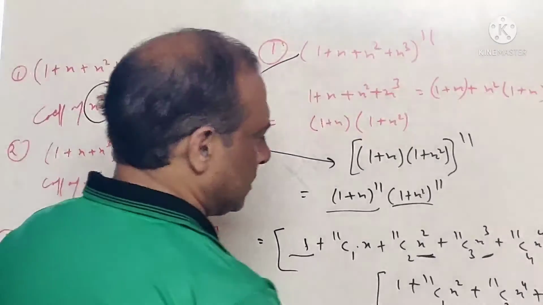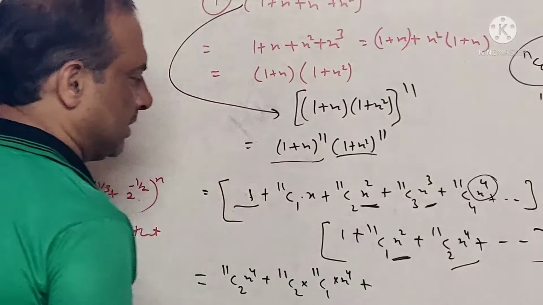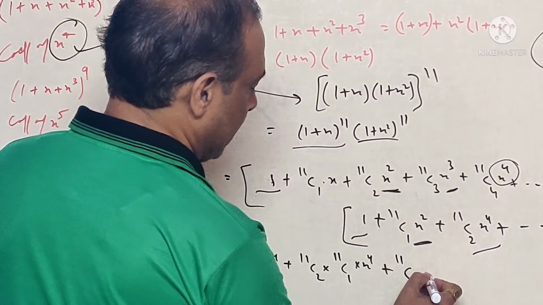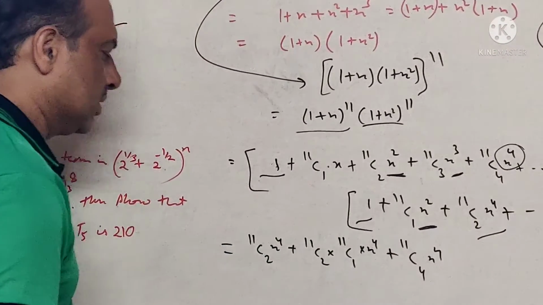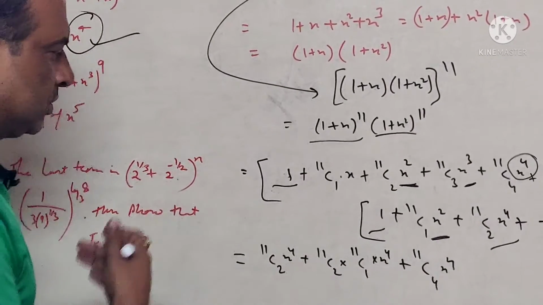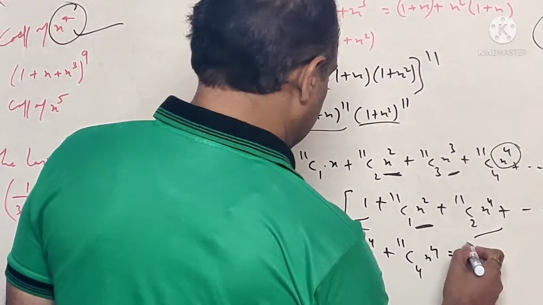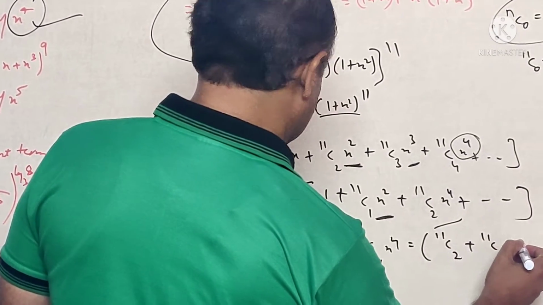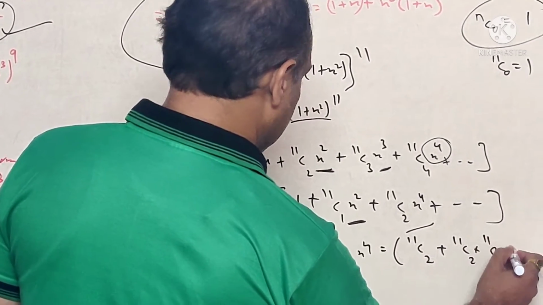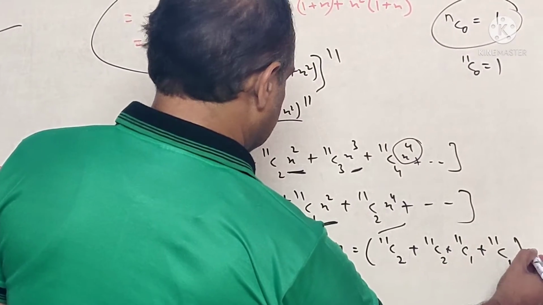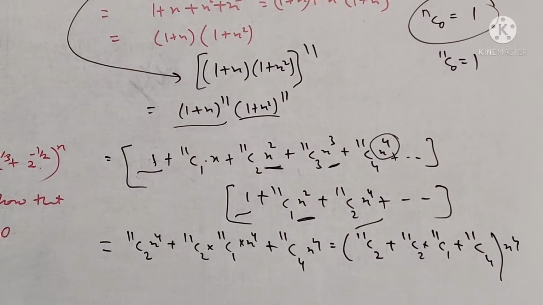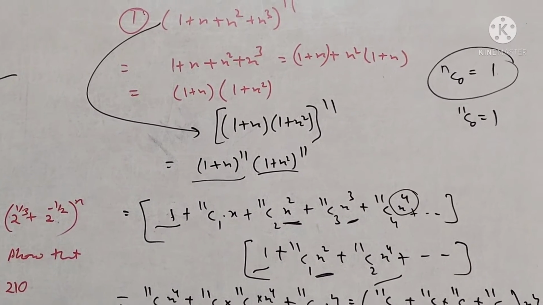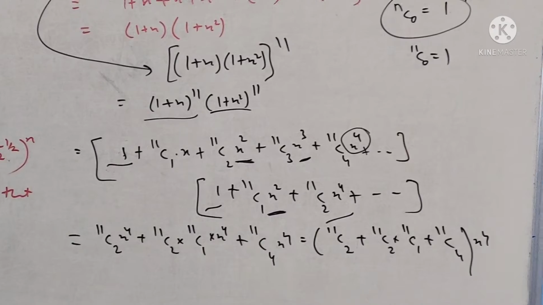Then we move on to the next term, which is x power 4. X power 4 will be multiplied with the first term, and while multiplying with this, we will have 11C4 x raised to power 4. We need the coefficient of x raised to power 4. We have to take x power 4 as the common part from this, and in the bracket we will be left with 11C2 plus 11C2 into 11C1 plus 11C4 into x raised to power 4. Now the thing which is left here is we have to just solve this question.